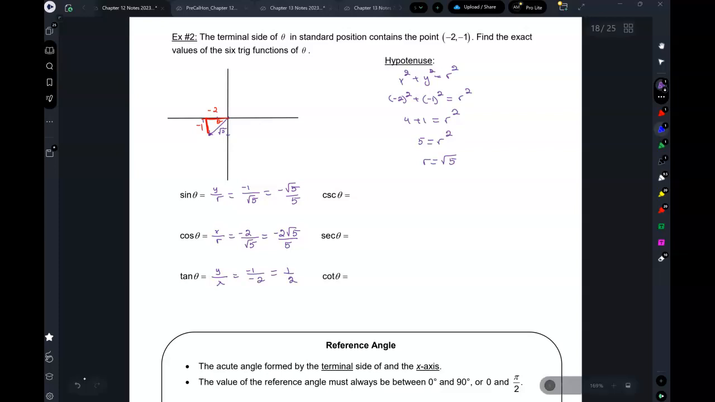Now, secant, cosecant, you have to take the reciprocal. But look, let's work smart, not hard. To take the reciprocal, I always go to this step before I rationalize, because when I flip that, there is no need to rationalize. So this will be just -√5. This will be -√5 over 2. And this will be just 2 over 1.